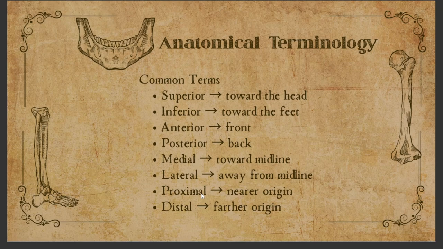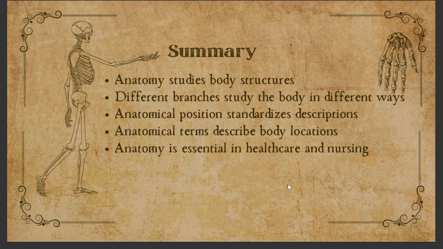So when you talk about proximal and distal, proximal means it is nearer to the origin, or let's say point of attachment to the body for better understanding. And then distal means it is farther from the point, from the origin. So in summary, this is just a quick recap of what anatomy is. Anatomy studies the body structures. Different branches study the body in different ways.